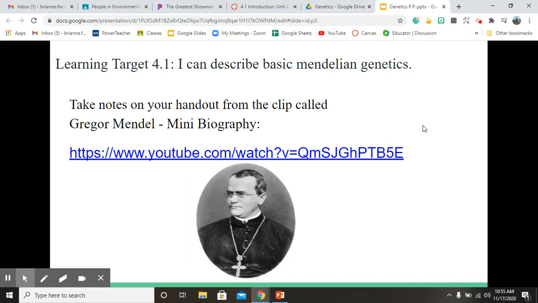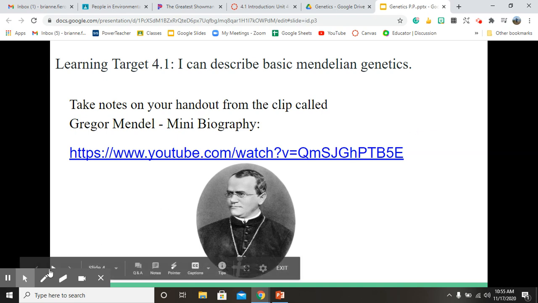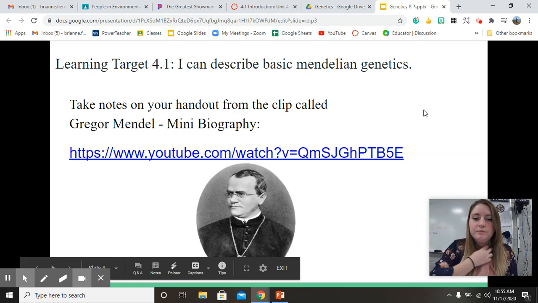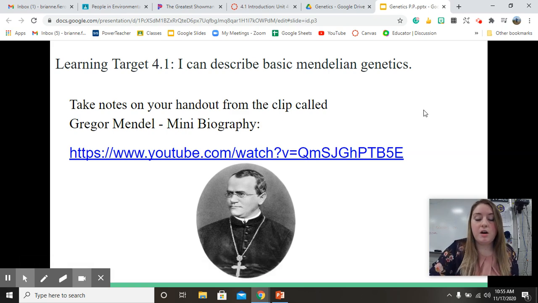All right. So again, Gregor Mendel laid the foundation for pretty much all of our genetic research that we currently have to this day, including modern medicine.